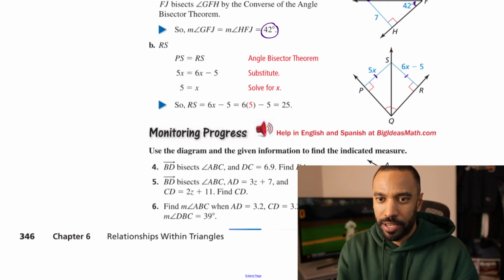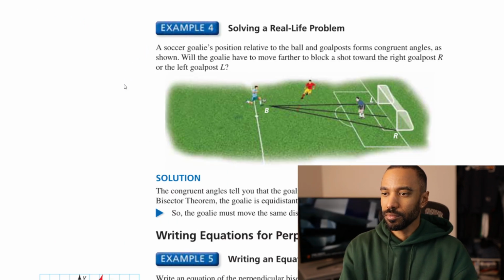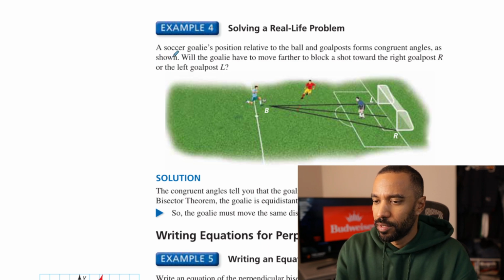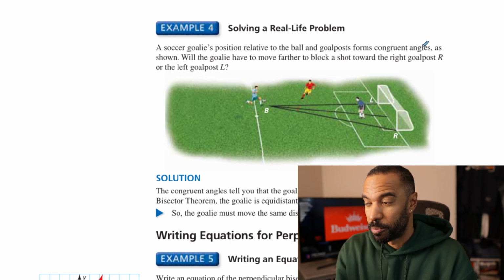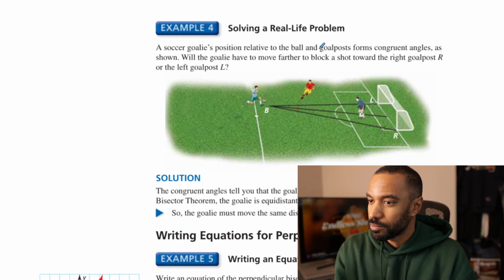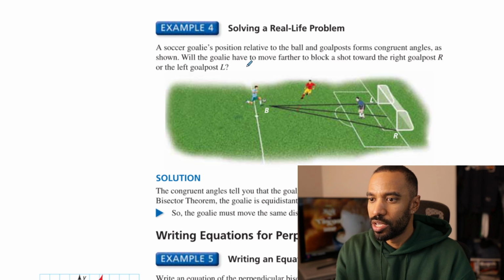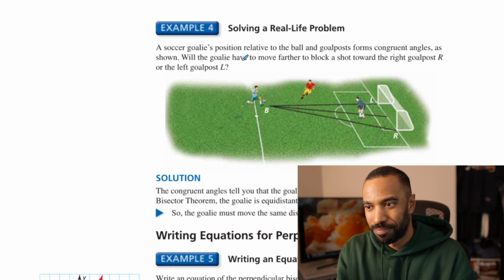Some more monitoring progress, things we're going to do in a bit. Probably the last page of the notes bit, solving a real-life problem. A soccer goalie's position relative to the ball and goalposts forms congruent angles at a single moment in time, as shown. Will the goalie have to move farther to block a shot towards the right goalpost or the left goalpost?